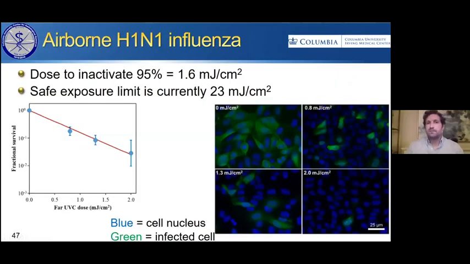We started this testing with influenza, and we found that far-UVC was very effective against it. With a 1.6 millijoule per centimeter squared dose, it was able to inactivate 95% of airborne influenza. Considering that the safe exposure limit is 23 millijoules, that means you could do this 95% inactivation almost 15 times a day safely without any issue.